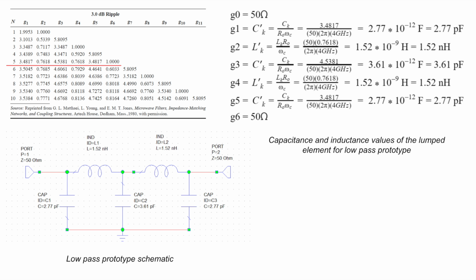Using table 8.4 from Pozar, we were able to find the g values where n is equal to 5. With the following g values, and by scaling the frequency to 4 GHz and the impedance by 50 ohms, we calculated the capacitance and inductance values of the lumped elements for the low-pass prototype. The schematic was then designed in Microwave Office.